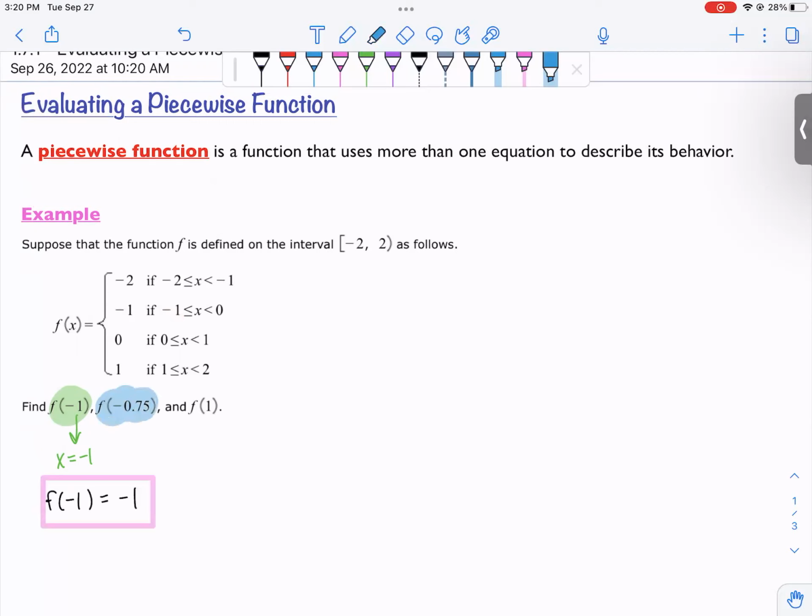For -0.75, this right here is between 0 and -1. -0.75 is between -1 and 0. It fits into this portion right here. So we're looking at these x values, and then we're looking for the corresponding part of the function. So f of -0.75, let's see, look at this row right here, -1.